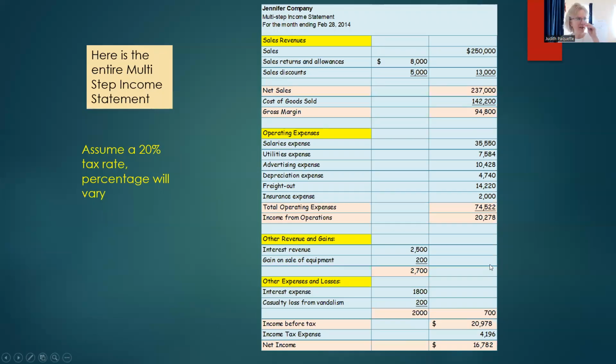Okay, so this is for a perpetual. How do I know that it's for perpetual? There's a great big clue here. I have one line that says cost of goods sold. That's it. For periodic, I've got to do that 5-step calculation for cost of goods sold.